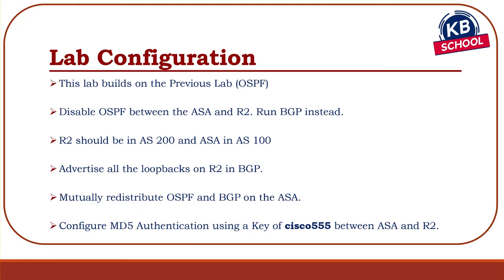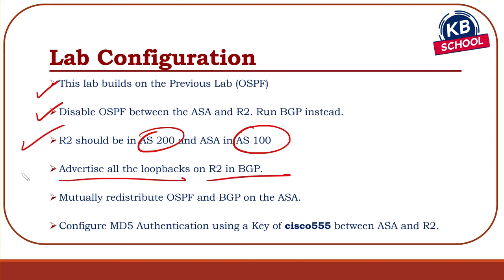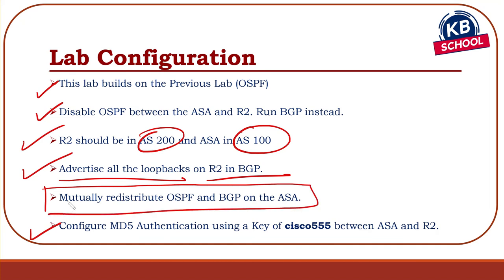My next thing, so at this point, let's see what we've done. Router 2 should be in AS200, ASA in AS100. Done. Advertise all the loopbacks on R2. Done. We've done the authentication. The only thing that we need to do is mutual redistribution. Let's do a before and after.